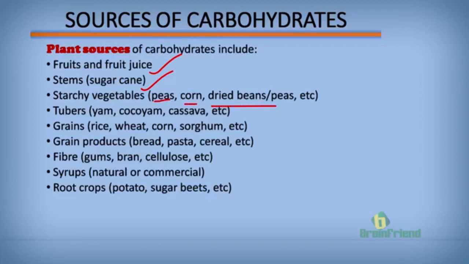Tubers such as yam, cocoyam, cassava. Grains, we have examples like rice, wheat, corn, and sorghum. We also have grain products as sources of carbohydrates. They include bread, pasta, cereal. Fiber examples are gums, bran, cellulose. Syrups, which could be natural or commercial, and root crops. Examples are potato, sugar beets, etc.